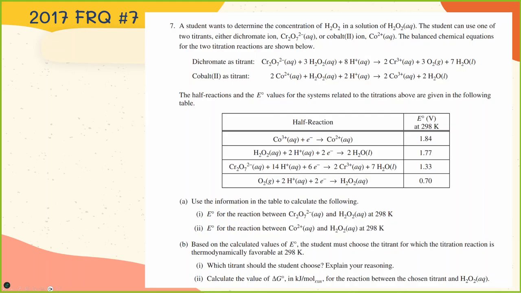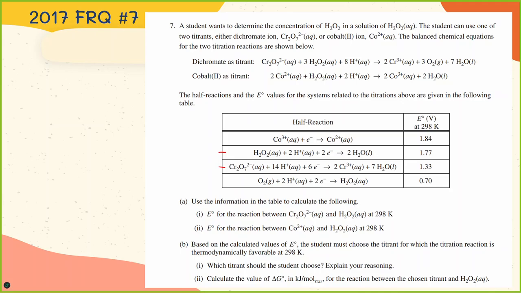Half reactions and E cell values. These are all written as reductions, so use the information in the table to calculate the following. What would be the E cell for the reaction between the dichromate and the hydrogen peroxide? Okay, so I'm looking at this one and this one. Which one would I flip to be able to run in a titration?